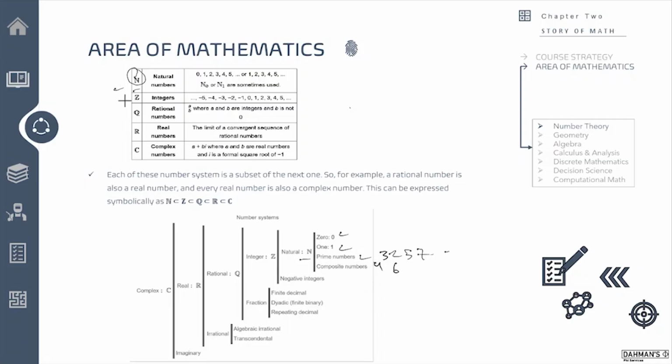And then we've got the integer numbers, denoted by the letter Z. The integer numbers contain all the natural numbers, and in addition to that they also contain something called the negative integers, which are basically the inverse of the natural numbers. And then we've got the rational numbers, denoted by the letter Q, and the rational numbers contain all the integer numbers and also something called fractions.